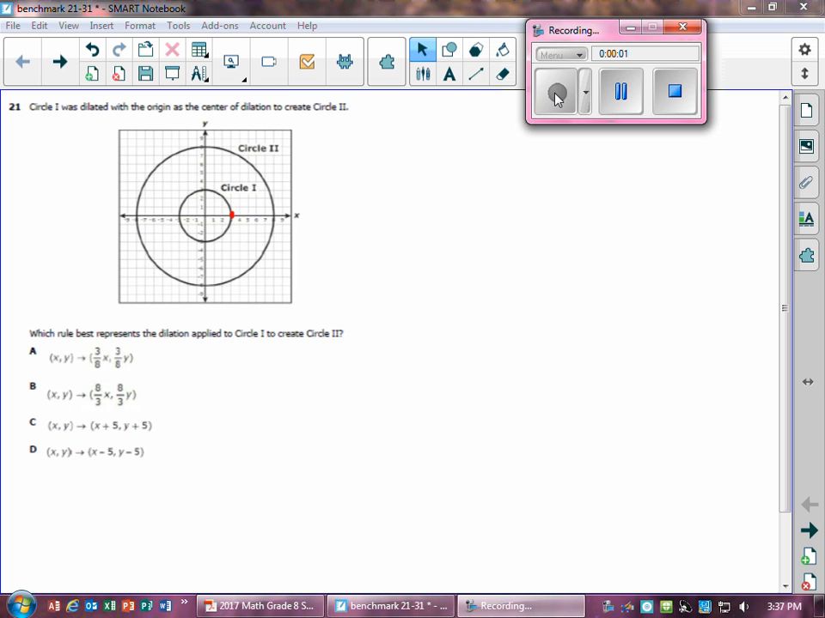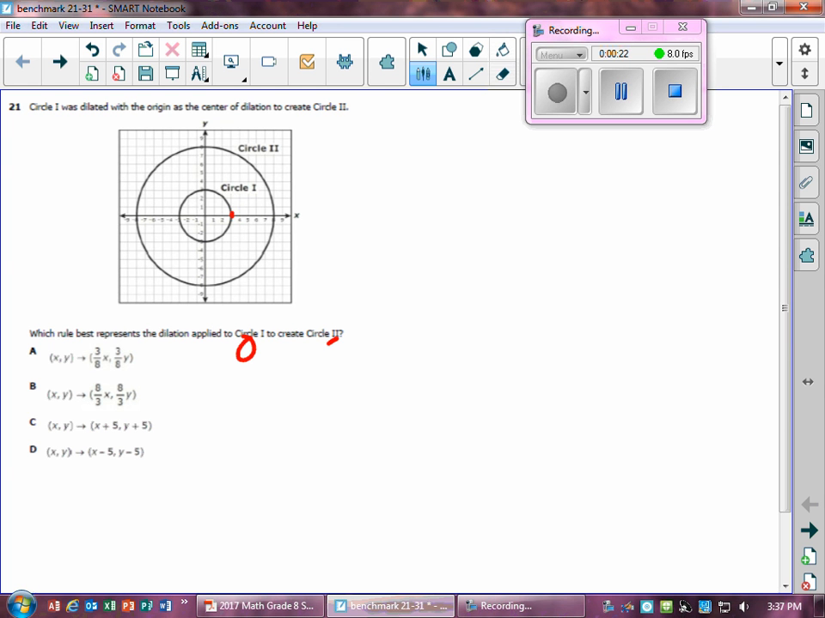Okay, we are now on the second part. The second part is questions 21 through 31. It says circle 1 was dilated with the origin as the center of dilation to create circle 2. Which rule best represents the dilation applied to circle 1 to create circle 2? So circle 1 is my original, and circle 2 is my prime.